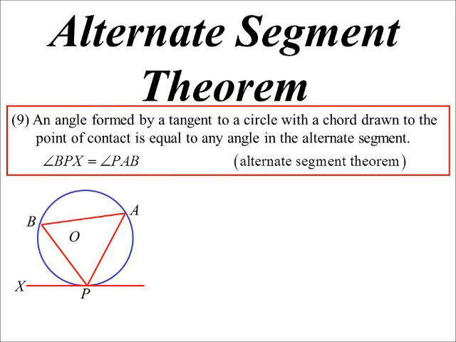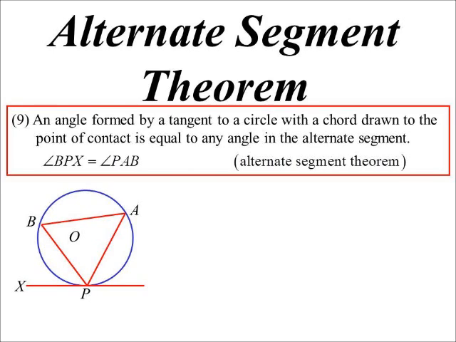But basically, here it is, BPX. It's called the alternate segment theorem because that chord BP is breaking up the circle into two segments. So one is an angle in the minor segment, BPX. It's equal to the angle in the other, or the alternate segment, BAP. So you look at the chord and you say, well, okay, it's got to be subtending an angle in the other segment. That's the one that's going to be equal.